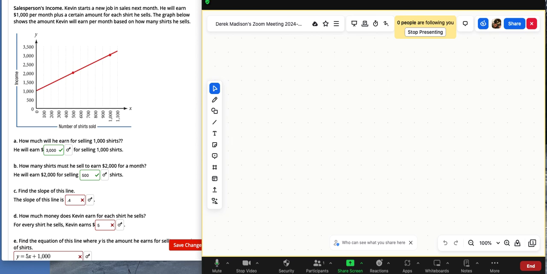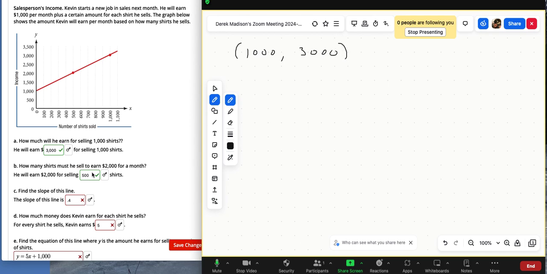First two parts went well. So this first one is asking how much did he earn for selling 1,000 shirts. So when the input was 1,000, the output is 3,000. So I'm just going to write that down over here. After I make this into a pen. So when the input was 1,000, then the output was 3,000.